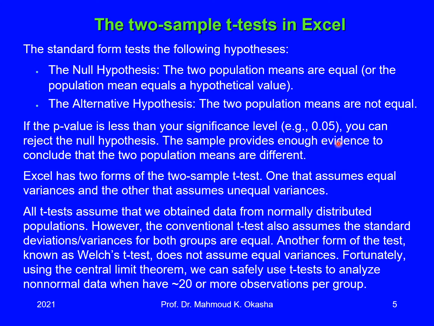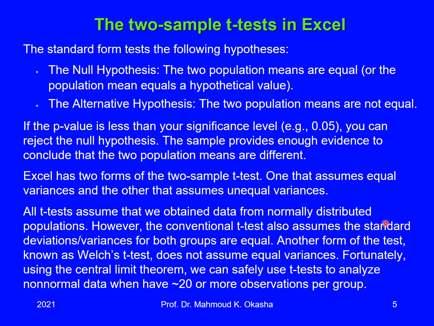So we are interested to know the exact p-value and compare it with the significance level, which is usually 5%, or in some cases 10% or 1%, but mostly it is 5%. If the p-value is less than the significance level, then we reject the null hypothesis. But if it is greater than the significance level, then we have no evidence to reject the null hypothesis. So we accept it. Now, Excel has two forms of the two-sample t-test.